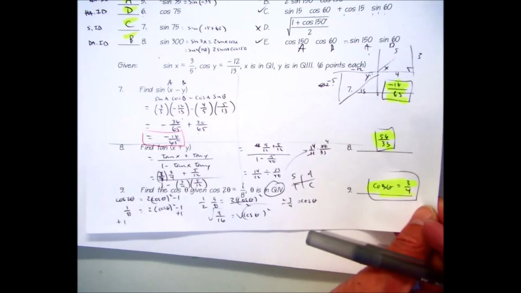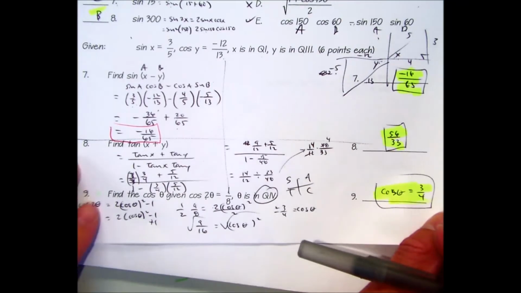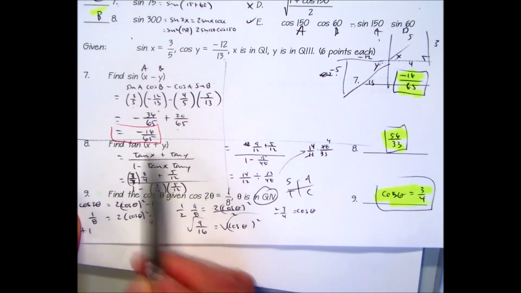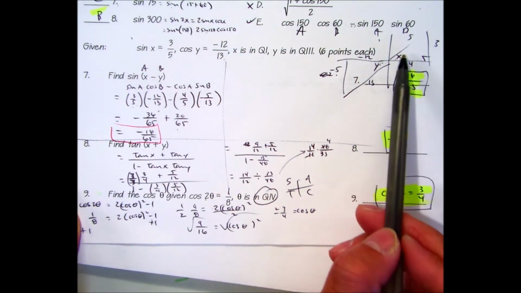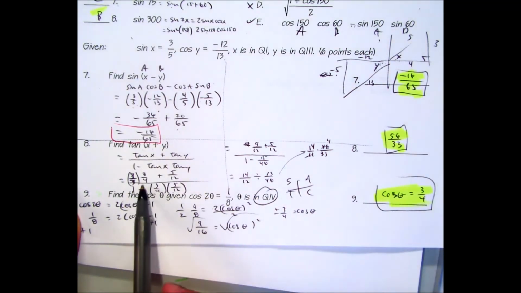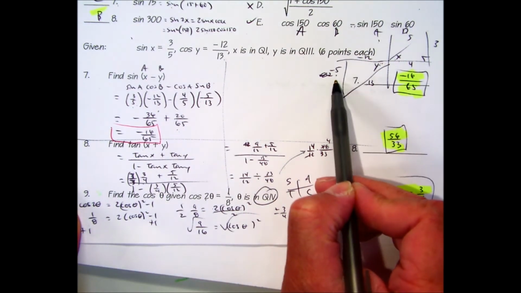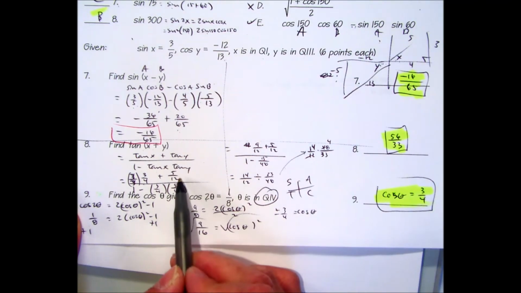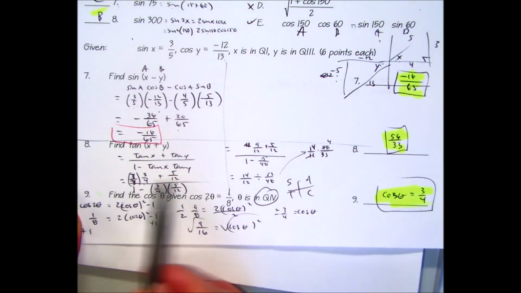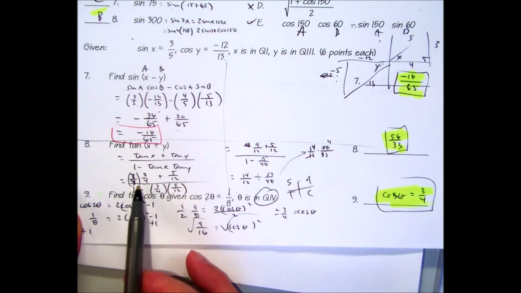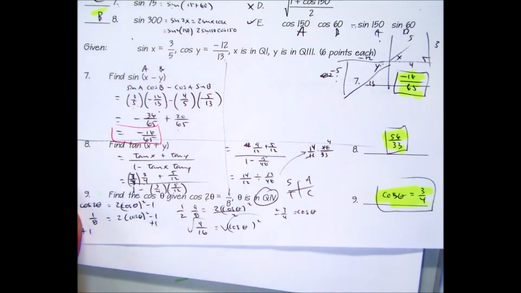For tangent, tangent of x plus y, tan x plus tan y over 1 minus tan tan. Tangent of x, I can just look at my triangle. Opposite over the adjacent is 3/4. Tangent of y, opposite over the adjacent, that would be a positive 5/12. In order to add those two, I'm going to multiply this one by 3 over 3, so I get 9/12. 9/12 plus 5/12 gives me 14/12.